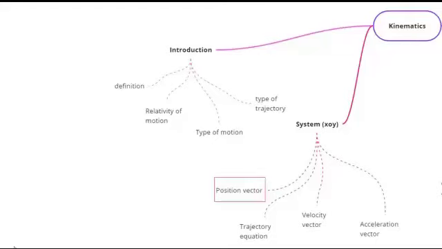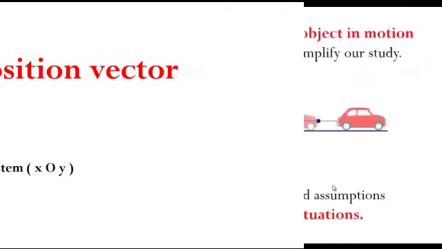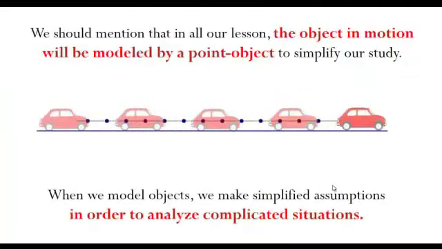We will begin our study of the motion in the Cartesian system xOy, and we'll begin with the position vector. First, I want to mention that any object studied here in physics in this lesson will be modeled by a point object, and this is to simplify our study.